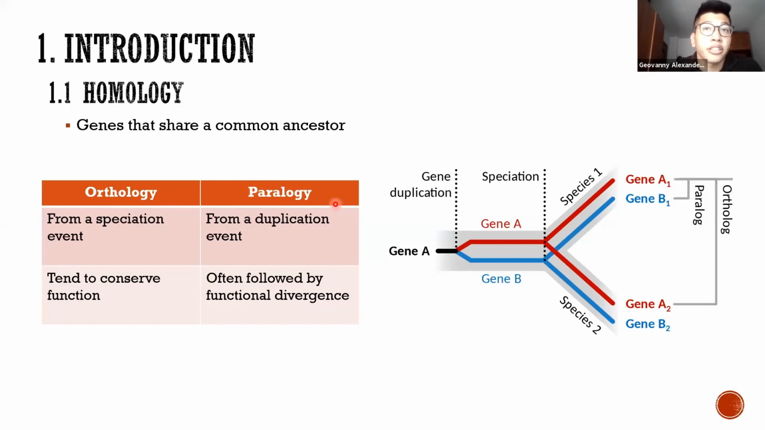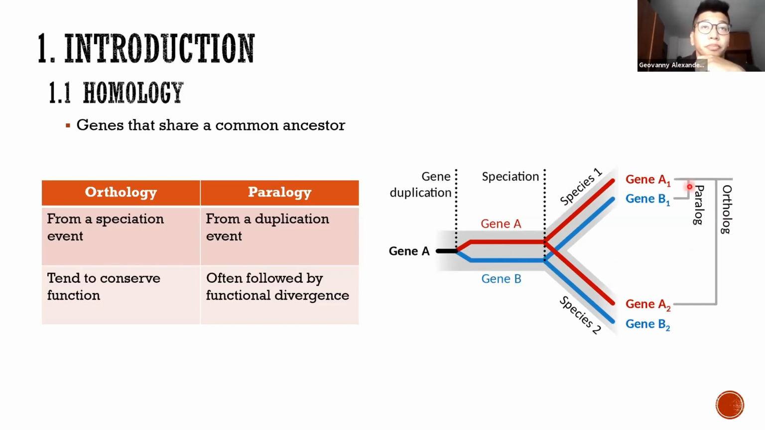If you see here, this image, we have gene A in black as a common ancestor, and after a duplication event, we obtain two genes with identical sequences and within the same species. These are called paralogous genes. However, after a speciation event occurred, the two resulting genes are not identical anymore, and now they belong to different species. This is what we call orthologous genes.